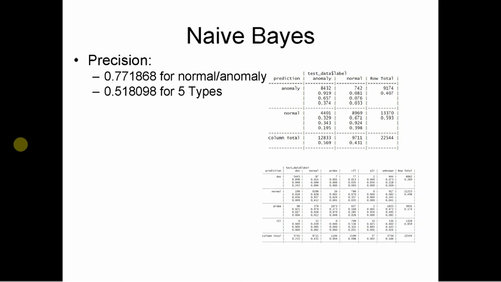And next, I tried naive Bayes. Naive Bayes performs better than the previous two on the binary classification with a 77% precision, but on the 5 types classification, it doesn't really work well, with a precision of only 51%.